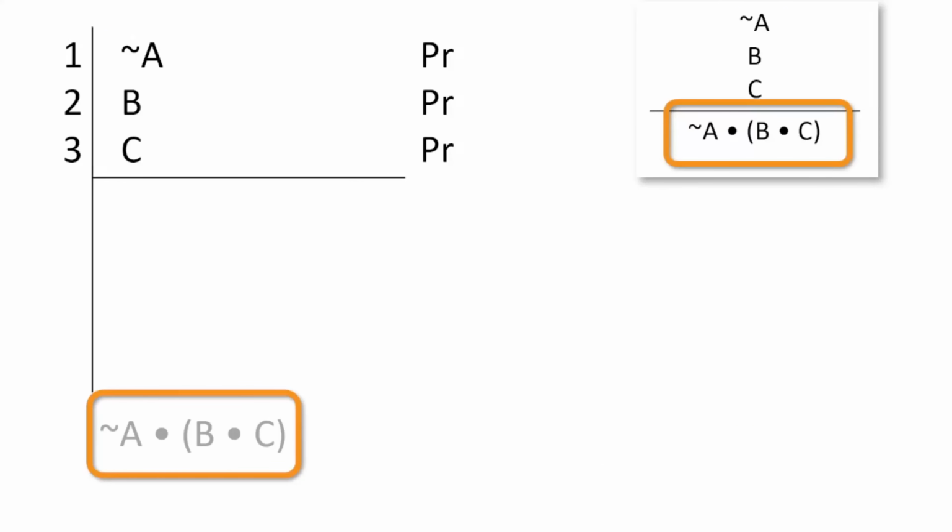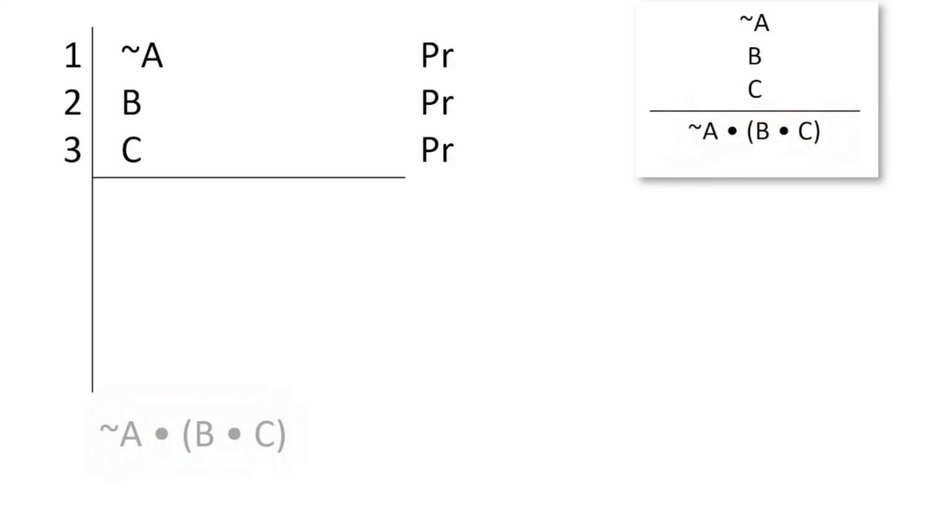Finally, we pencil in the conclusion at the bottom of the proof. This is optional, but it's useful to do that. Note, however, that the conclusion is not a line in the proof yet. It's not justified. It doesn't have a line number. It's there just to remind us what we want to get.